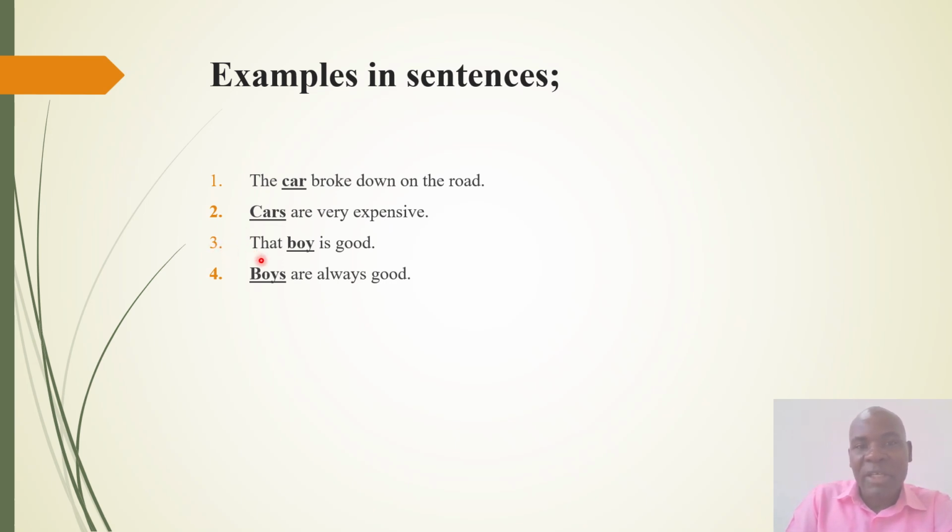Example number 3, that boy is good. Boy is our common noun, and you can see it is not starting the sentence, so we are starting with a small letter. Then number 4, Boys are always good. In this example, boys is our common noun. It is starting the sentence, so we start with a capital B. We have very many examples, but the most important thing to remember is that common nouns start with capital letters when they come at the beginning of the sentence, but in any other position, don't start with a capital letter.